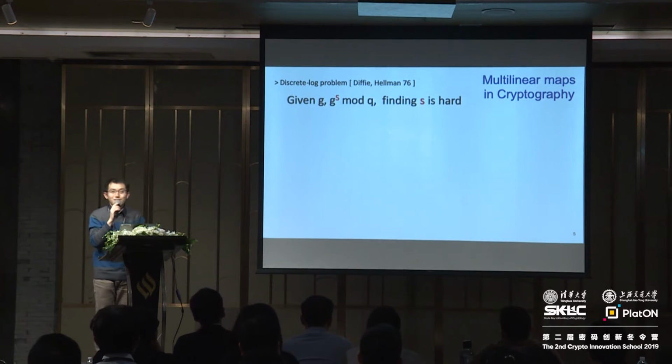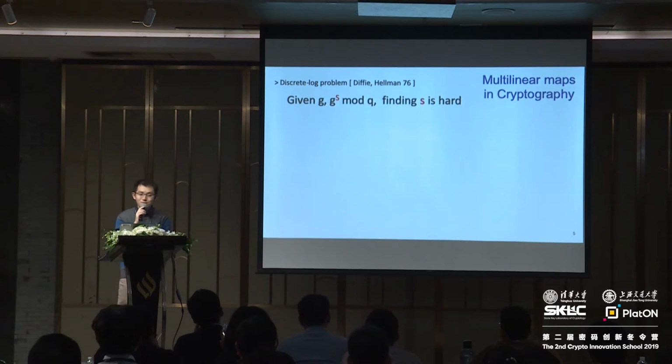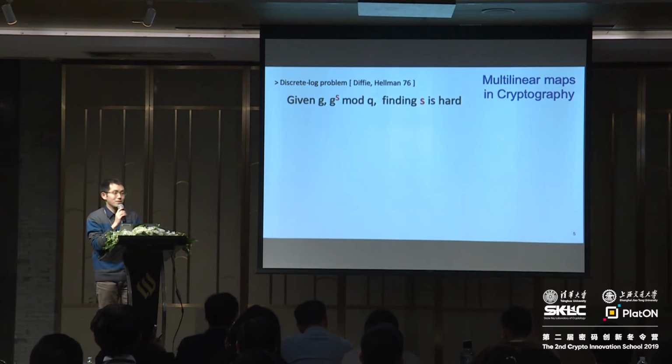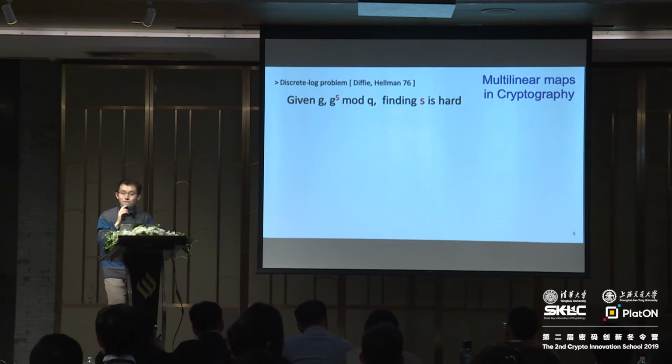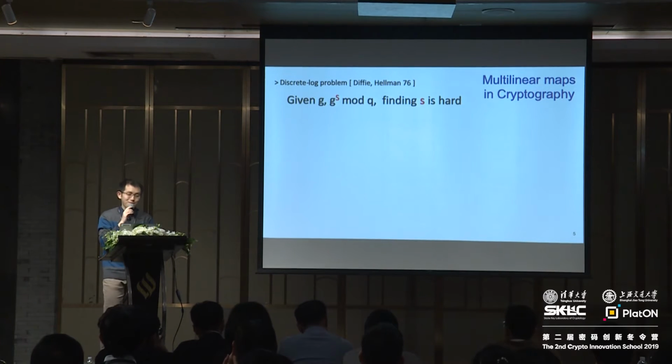Let's start the multilinear map discussion from a really one linear map, where there's no map, which is simply the discrete log problem in cryptography. Pick your favorite group, say the multiplicative group of a finite field. You are given a generator g and g to the s for some secret s, and the task is to find the s in the exponent. So this is the typical discrete log problem in cryptography. And this problem has found a lot of applications, including non-interactive key exchange, encryption, and signatures. Essentially, this is the beginning of modern cryptography.